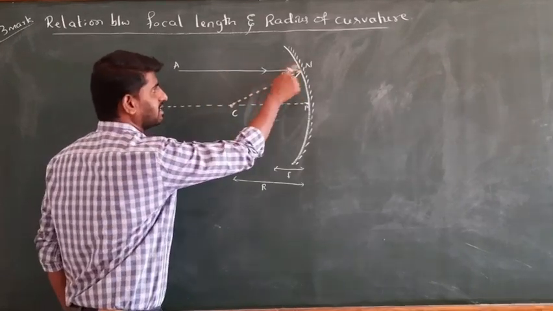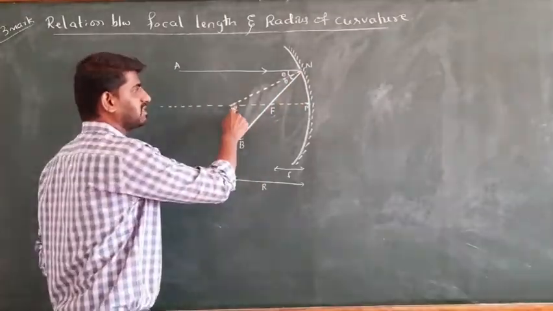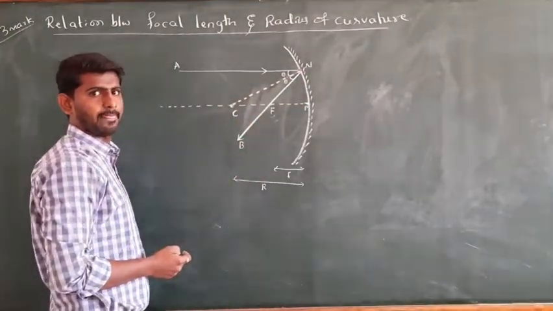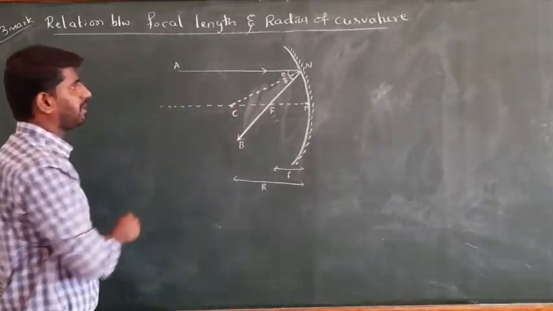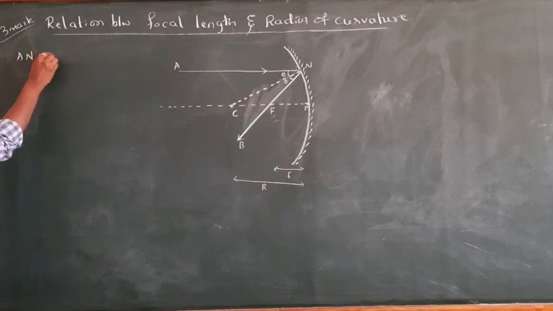So AN is the incident ray, BN is the reflected ray, and what is CN? It is the normal line. Okay, and we have to write the same explanation here. What is AN? AN is equal to the incident ray.